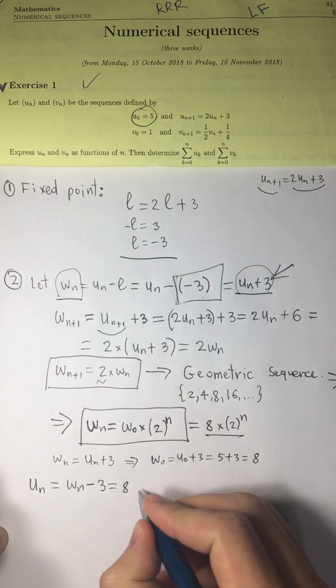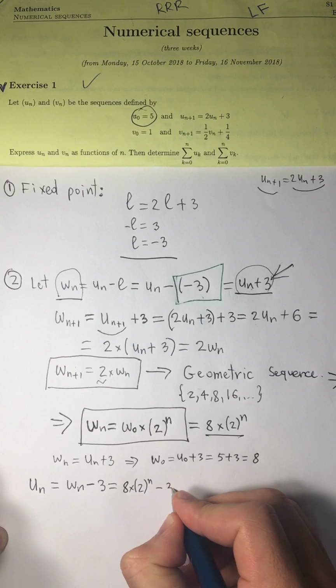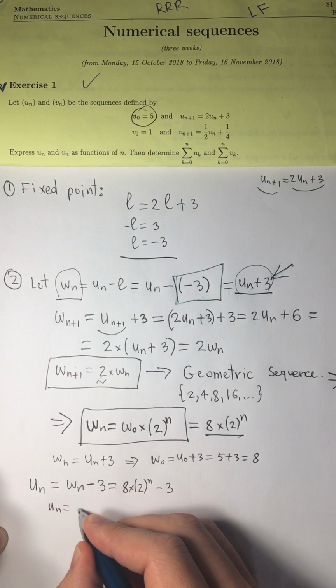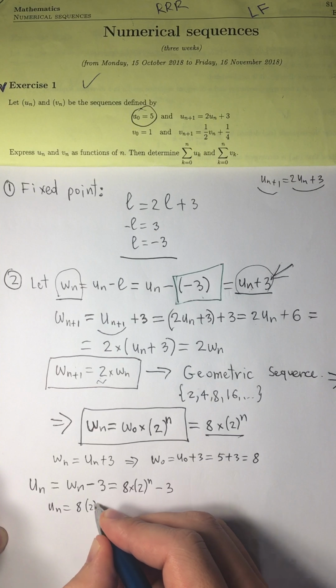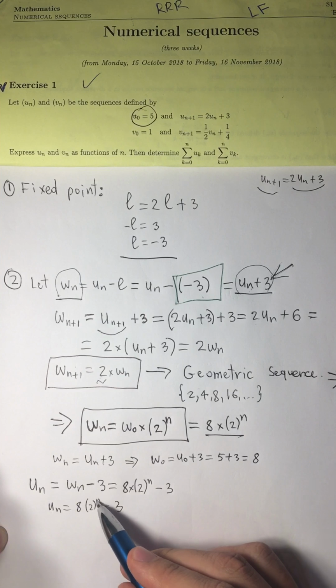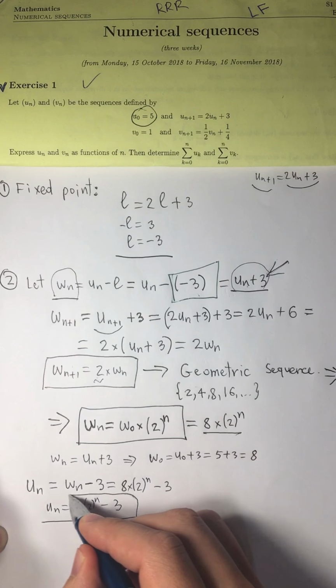Okay. 8 times 2 to the n minus 3. What it means is now we have Un equal to 8 times 2 to the n minus 3. So we expressed Un in terms of n. So that's it. This is the final answer.